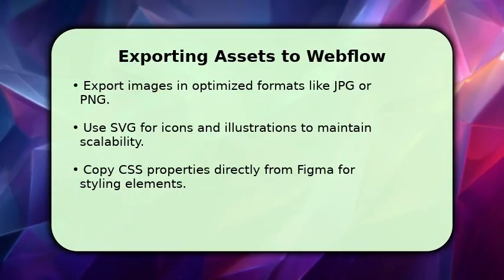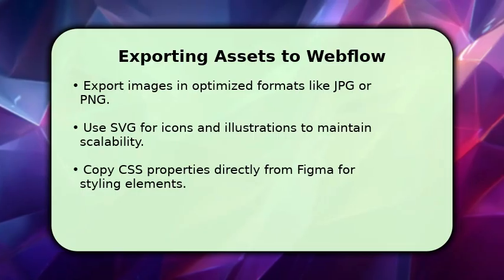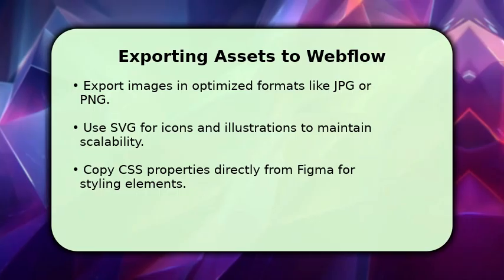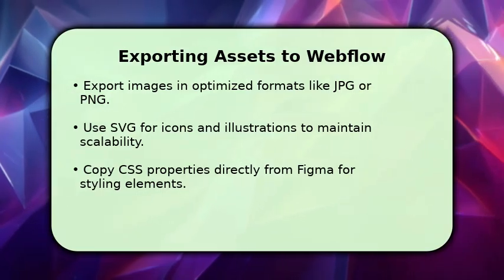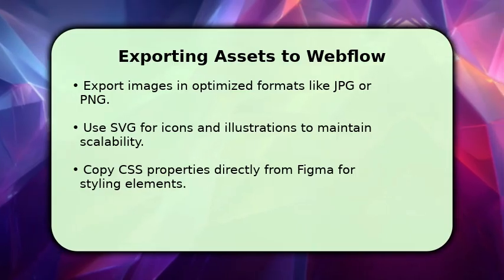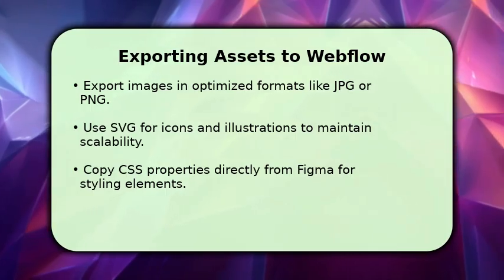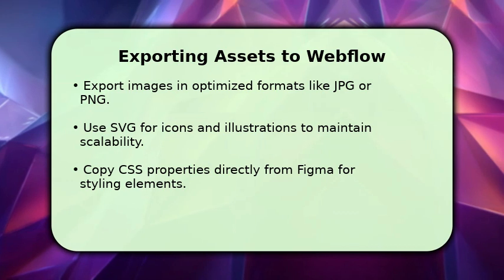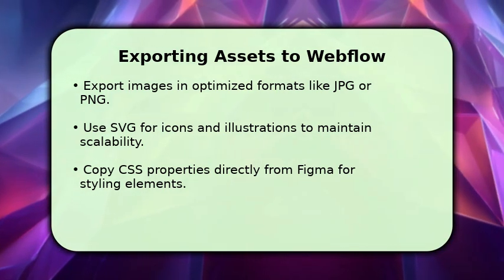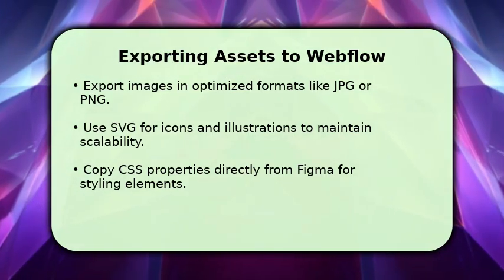Exporting your assets efficiently is a crucial step. For raster images like photographs, export them in optimized formats such as JPEG or PNG to maintain quality while minimizing file size. Vector graphics, including icons and illustrations, should be exported as SVG files to ensure perfect scalability without any loss of resolution. You can also directly copy CSS properties from Figma, like colors and typography, to apply them precisely in Webflow. Consider using third-party plugins to further streamline this entire asset transfer process.